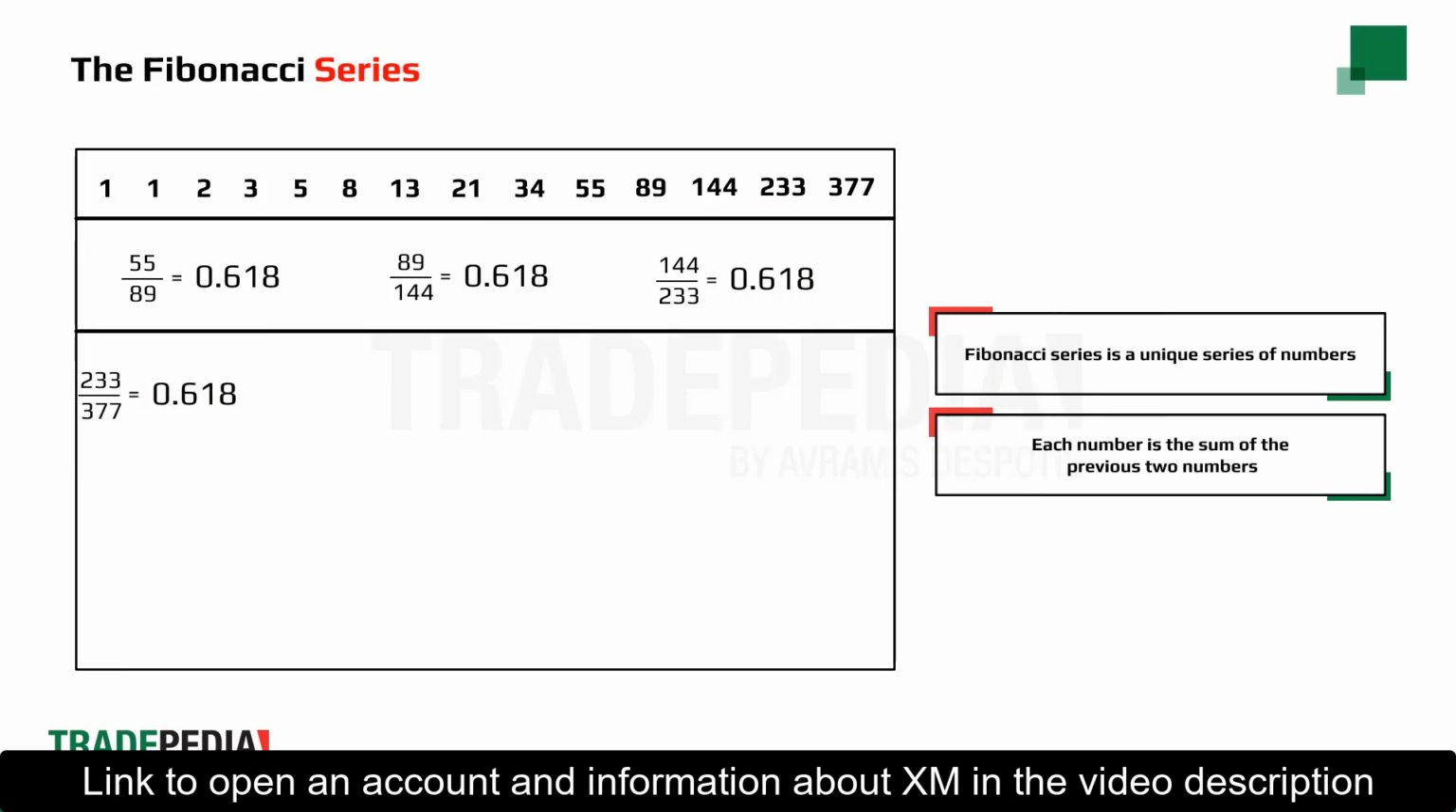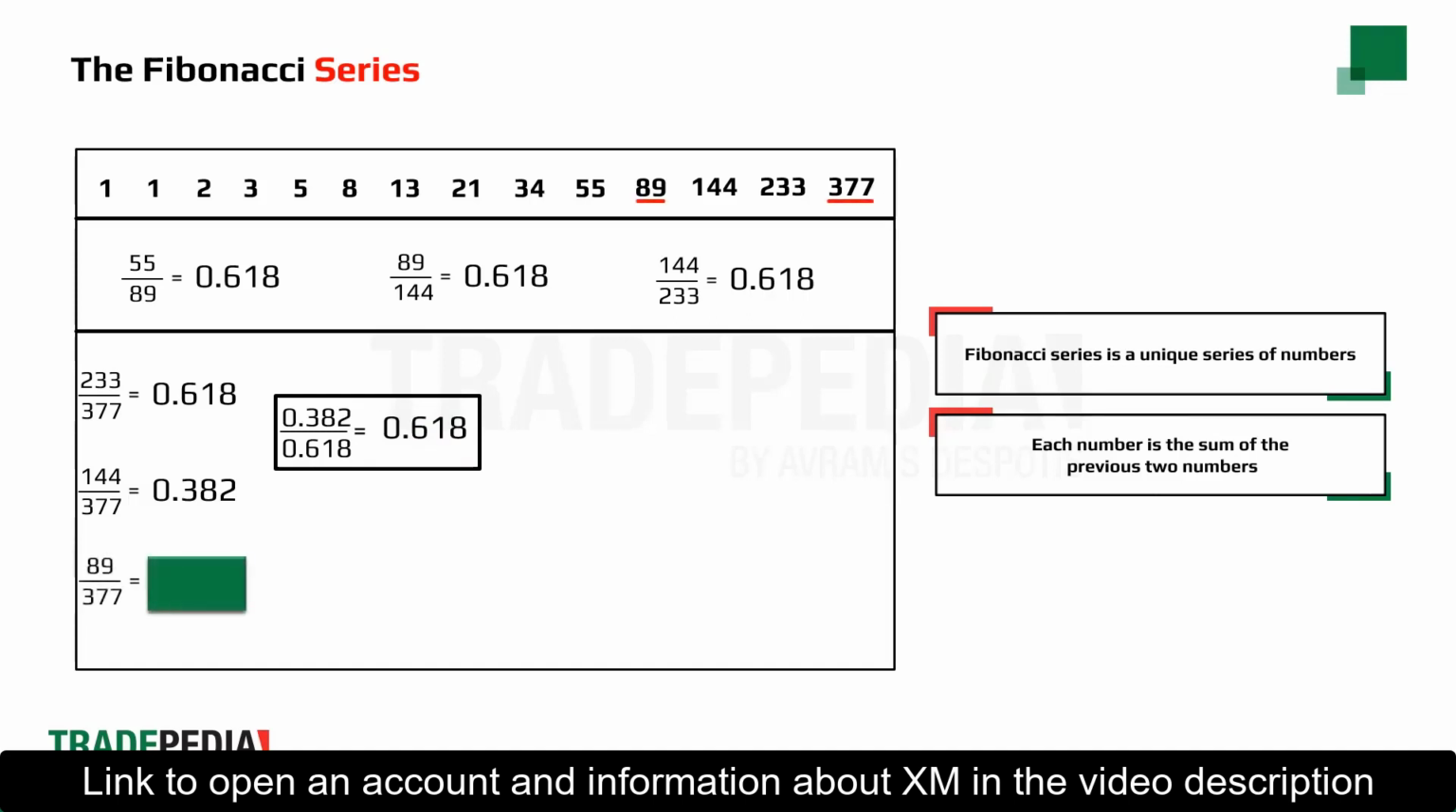What if we were to leave one number in the middle empty and now find the ratio between 144 and 377? We find the number 0.382. Now, if we were to divide 0.382 by 0.618, again we would find 0.618. If we left a second number in the middle empty and divided 89 by 377, we get another ratio, 0.236. Again, if we divide 0.236 by 0.382, we get 0.618.